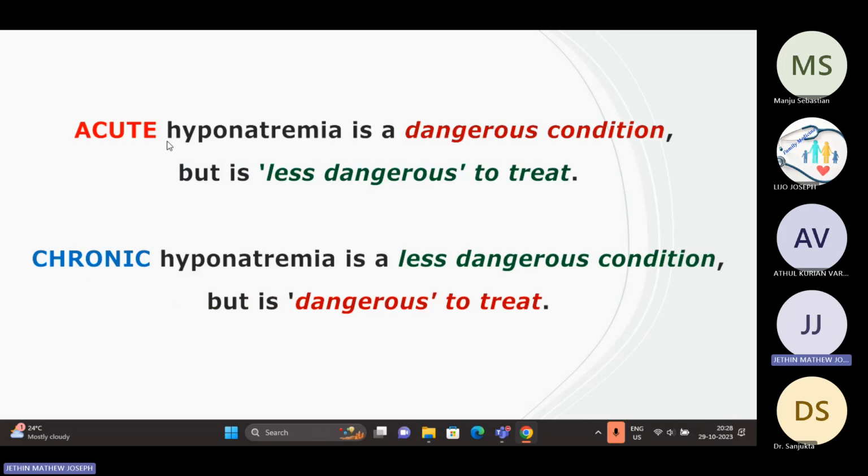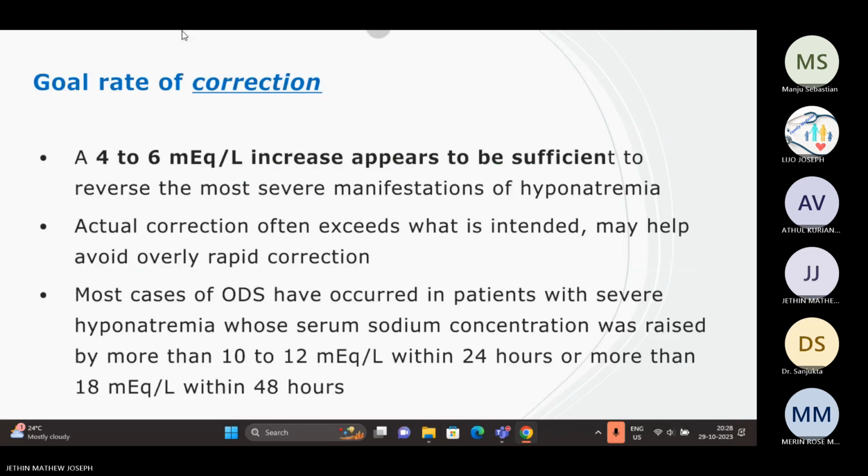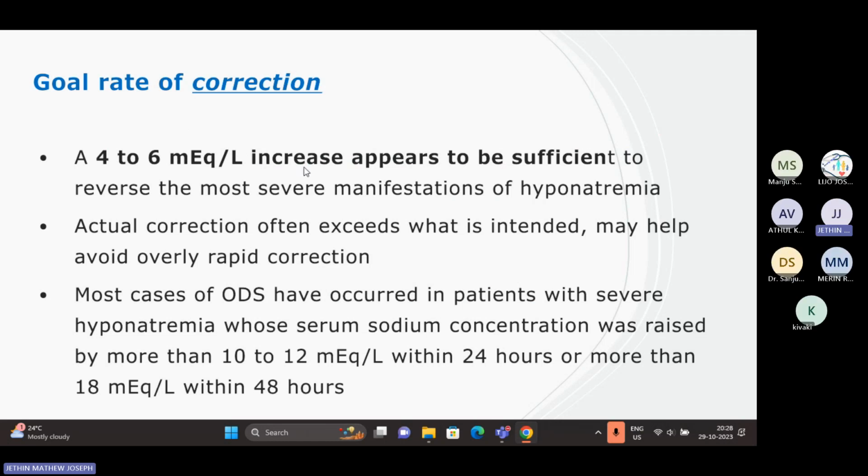So as I mentioned earlier, acute hyponatremia is a dangerous condition, but it is less dangerous to treat. Chronic hyponatremia is a less dangerous condition, but it is dangerous to treat, as in you have to monitor the patient and be careful while treating chronic hyponatremia. So regarding the goal rate of correction, again, 4 to 6 increase appears to be sufficient to reverse most severe manifestations of hyponatremia. So actual correction often exceeds what is intended. So that's why we stick to this safe level of increase of 4 to 6.